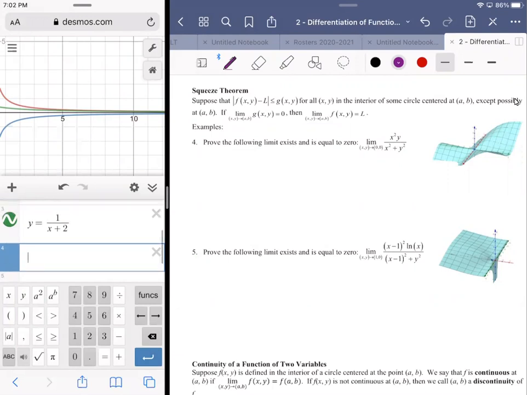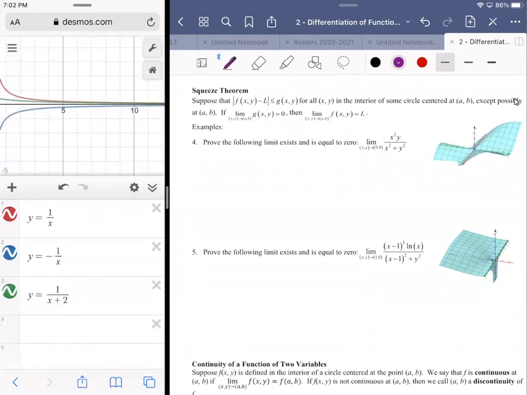And maybe I don't know what the limit is as x approaches infinity of 1 over x plus 2. But I do know that the limit as x approaches infinity of 1 over x and also negative 1 over x, they both go to 0. Because the 1 over x plus 2 is squeezed in between those other two functions, wherever they're going, that third function must also go. All right, so that's the essence of the Squeeze theorem. We just need to apply that to multivariable functions.